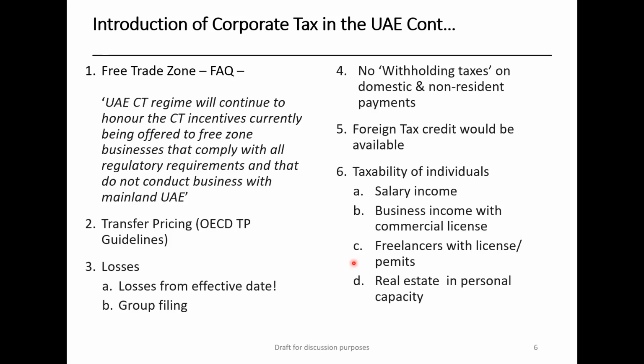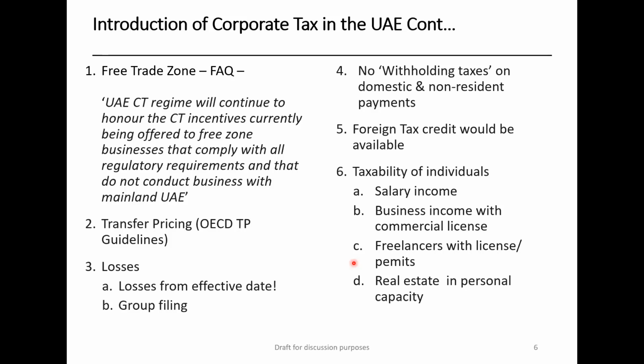What happens to losses that have been incurred by a particular company? The FAQ tends to suggest that the losses on and after the effective date alone will be available, which would mean the losses incurred after the point of time when the corporate tax is effective will be when you can start earning and thereafter offsetting losses. There is also a provision to be introduced which will enable group filing. So if there are multiple group entities, you can have a consolidated filing, and it may be possible to offset losses and profits of these entities within the jurisdiction.